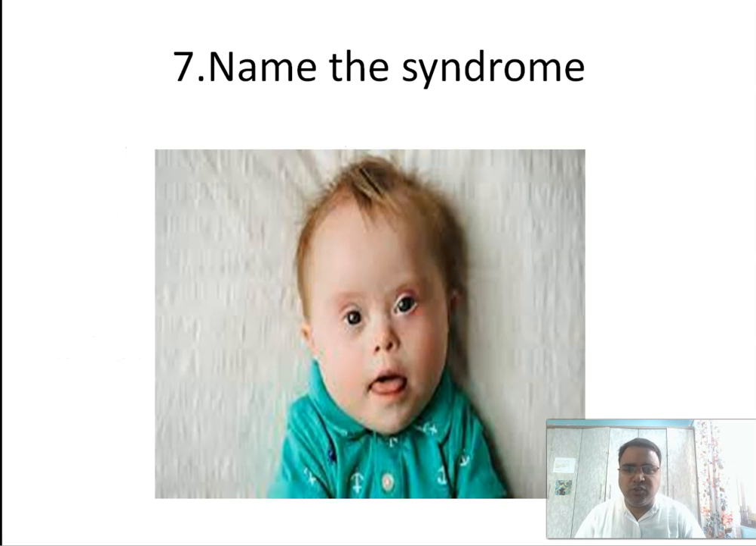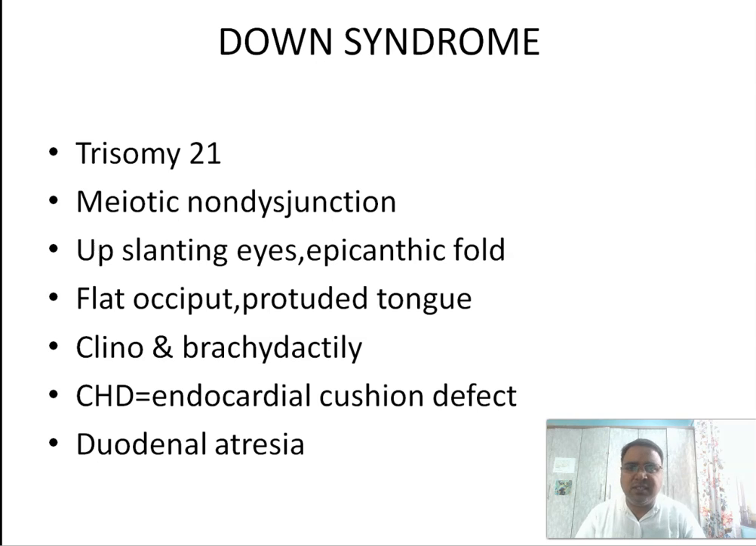Next, name the syndrome. You can look at the baby and name this syndrome. There is upslanting of eyes, depressed nasal bridge, protruded tongue, low set ears. From the look of the child, you can easily tell this is Down syndrome. As you know, the most common is trisomy 21. The most common pathologic form is meiotic non-disjunction. Others are mosaicism and translocation, but meiotic non-disjunction is the most common pathogenetic mechanism.